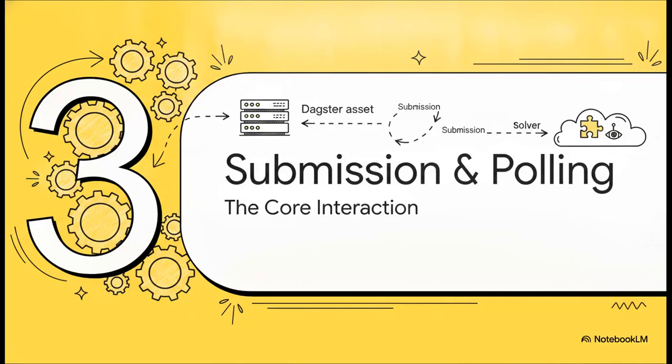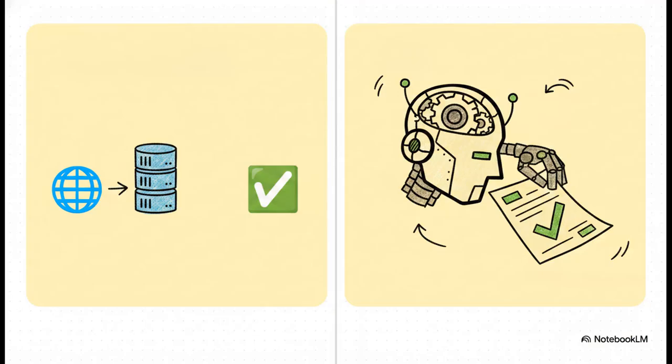All right, part 3, submission and polling loops. This right here is the mechanical core of the whole interaction. Okay, this is a trap so many integrations fall into. A successful HTTP request, meaning you got a nice 200 OK status over the network, does not mean the solver actually accepted your Captcha task. You got transport success, sure, but task acceptance is a completely different hurdle.